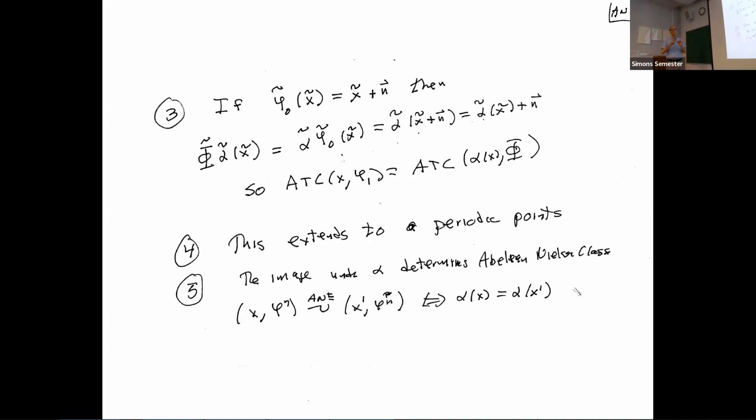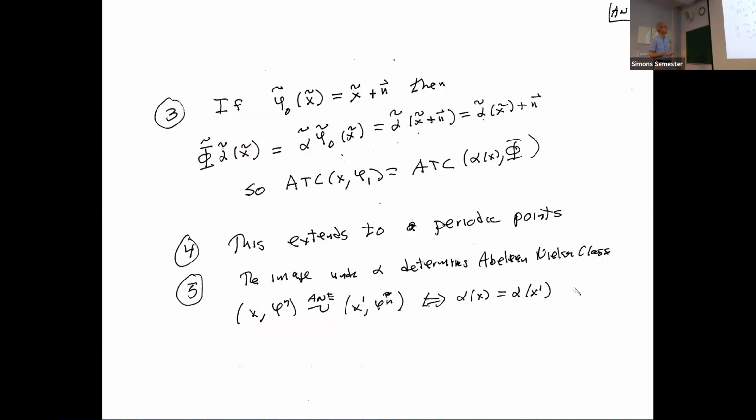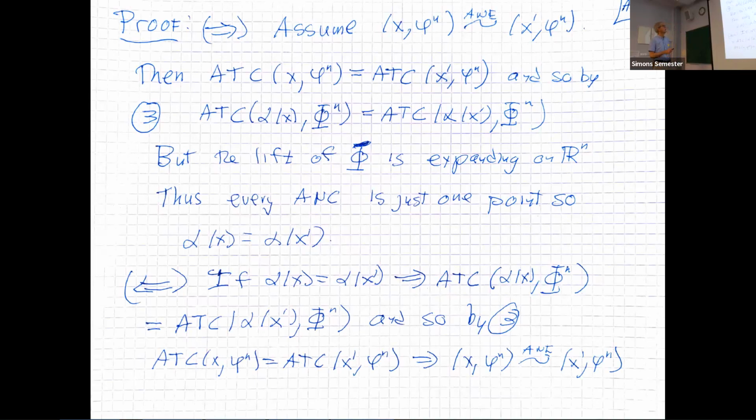So in the original picture I showed you for our map, there were pairs of points which were in the same abelian Nielsen class because they have the same coordinate, their images coincide over in the image. Okay, so let's see a little bit of the proof here. So let's say we're abelian Nielsen equivalent and see what we can get with that.